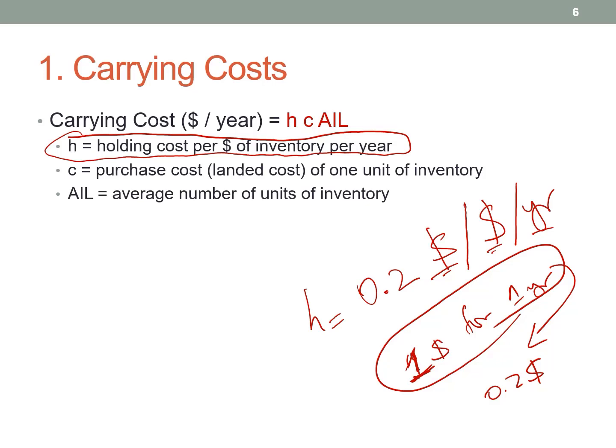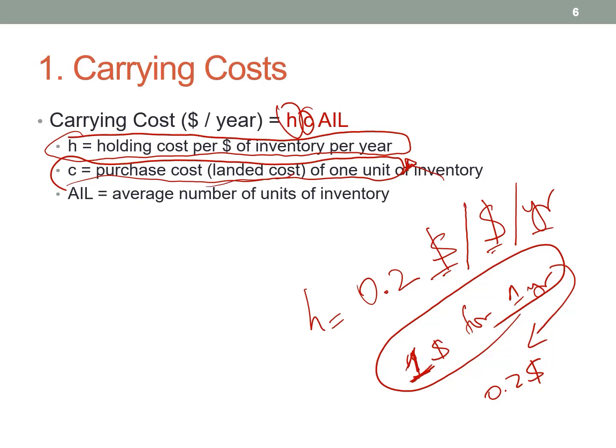Okay, so we multiply H by C. C is the cost, the landed cost of inventory, which is how much money I have paid to get the inventory to my facility. This includes the purchase cost and the transportation cost. All of that is added into landed cost.